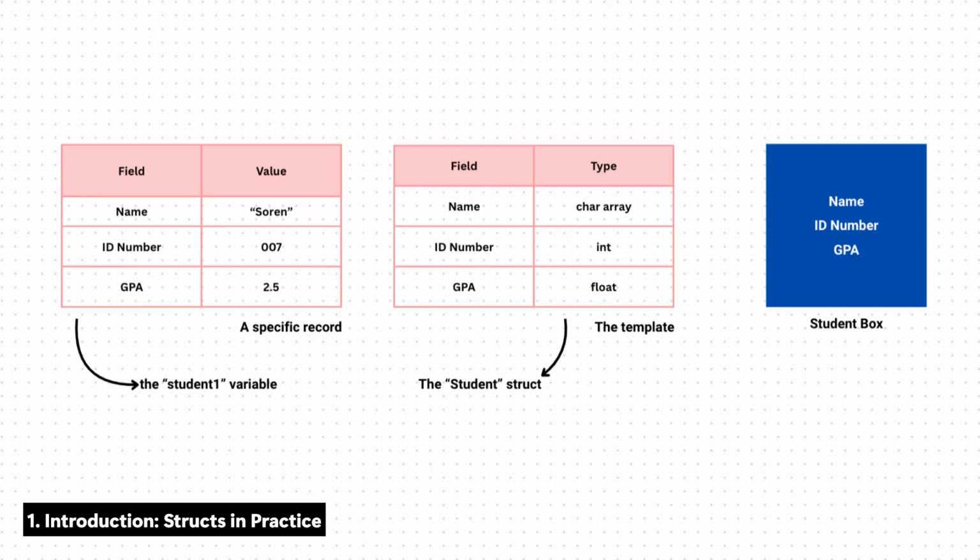1. Introduction. Structs in practice. In our last lesson, we introduced structures, structs, as the blueprint for creating complex, custom data types in C. Today, we will focus on the practical steps. Defining the struct blueprint. Declaring a struct variable based on that blueprint. Accessing the individual members of the struct variable using the crucial dot operator.